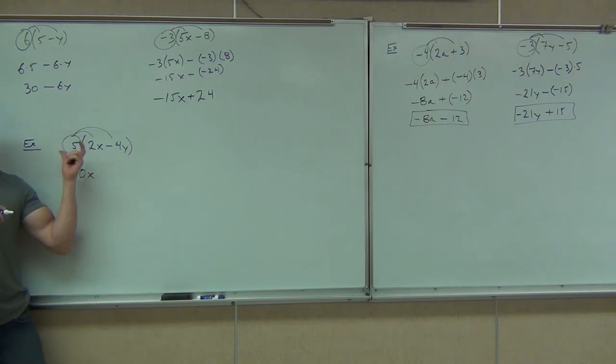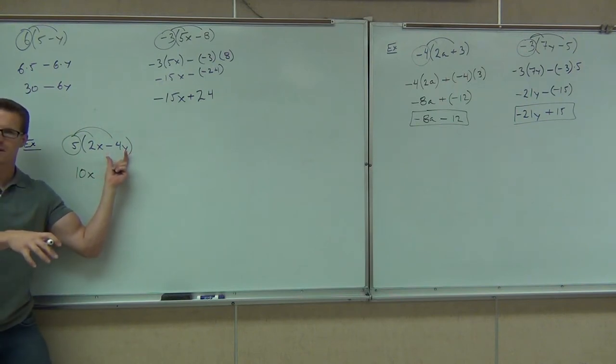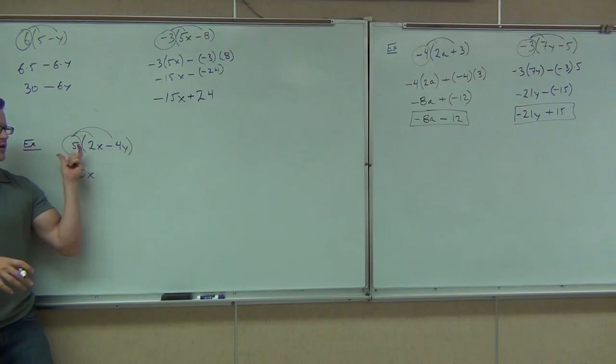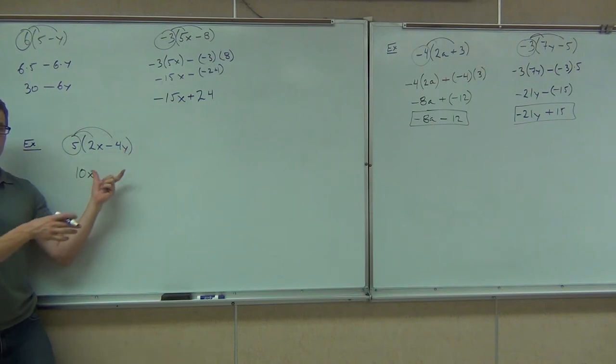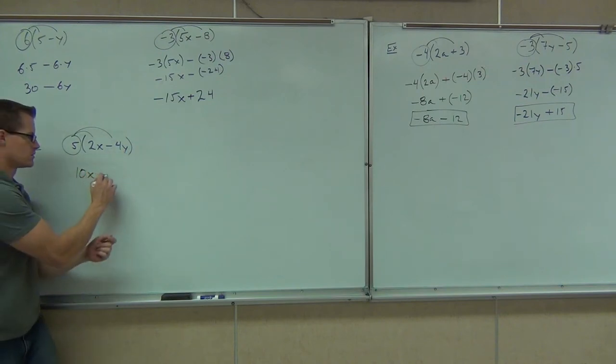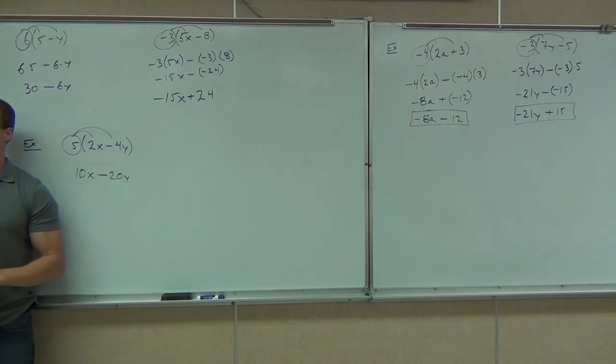And then we're going to think of it 5 times what? Negative 4y. Good, it goes with the sign. Remember, terms always go with their sign. That's how we can remember this. Terms go with their sign, so 5 times negative 4y gives you how much? 20, or negative? Negative. So if it's negative 20, what am I going to write here? Minus 20y. Don't forget the y.